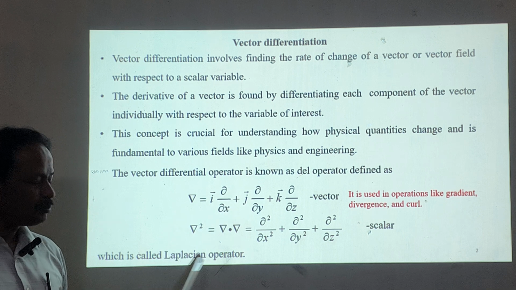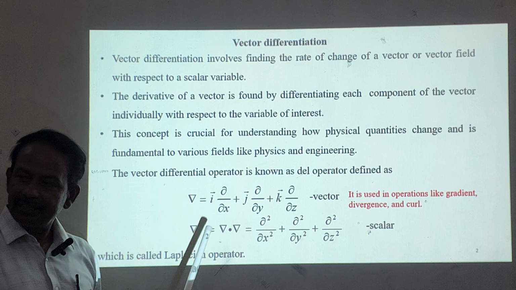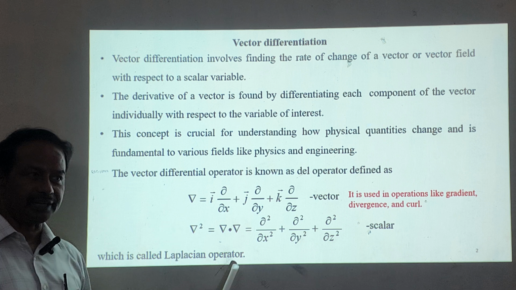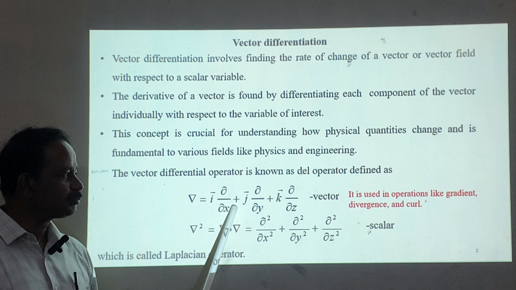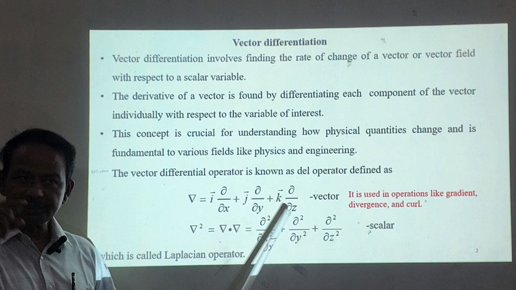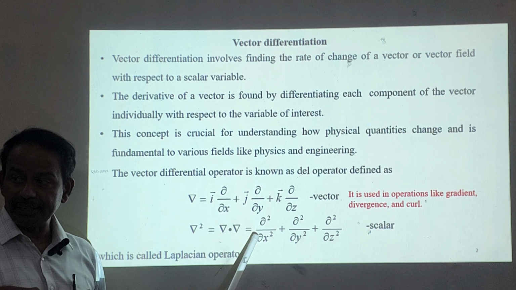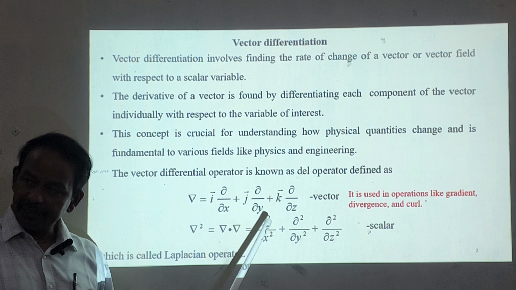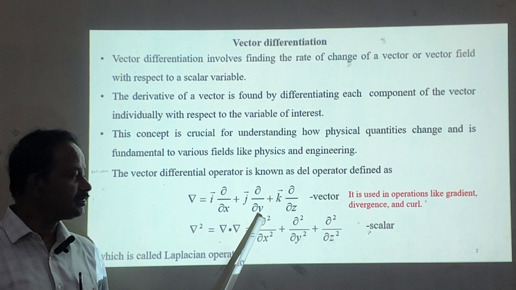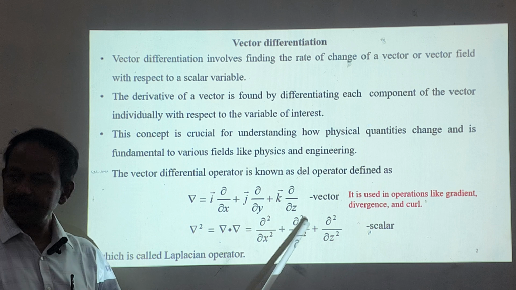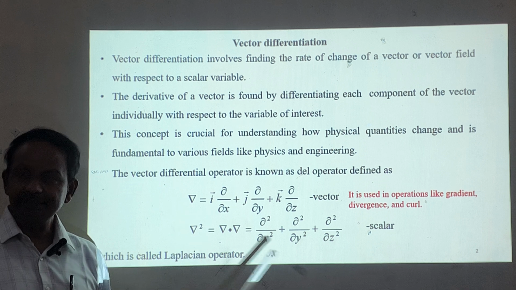Now del squared is the Laplacian operator. So del dot del will give us del squared. It's a scalar quantity because del dot del will give you i partial d by dx plus j partial d by dy plus k partial d by dz dotted with the same quantity. i dot i will give you 1, so we have partial d squared by dx squared. j dot j will give you again 1. k dot k will give you again 1, so we have partial d squared by dz squared. So del squared is expressed as partial d squared by dx squared plus partial d squared by dy squared plus partial d squared by dz squared. It's a scalar quantity. So del is a vector quantity, whereas del squared is a scalar quantity.